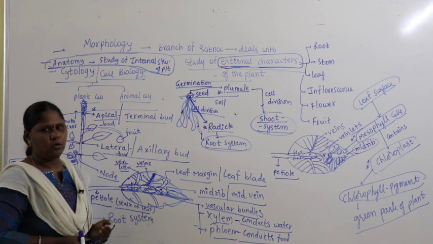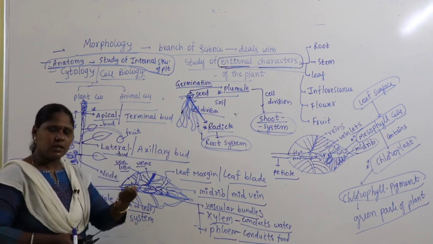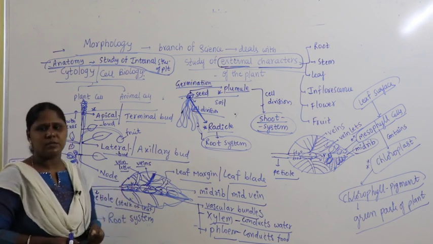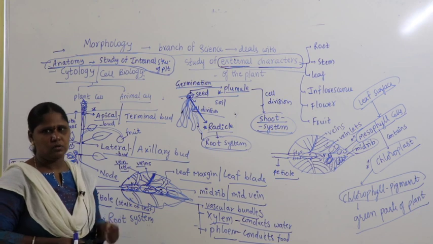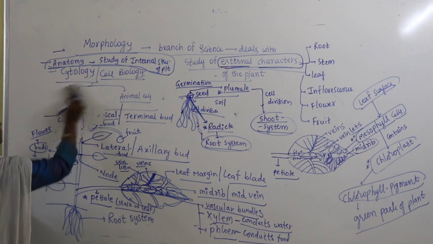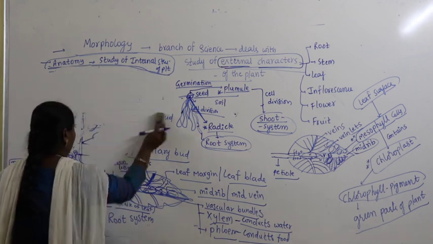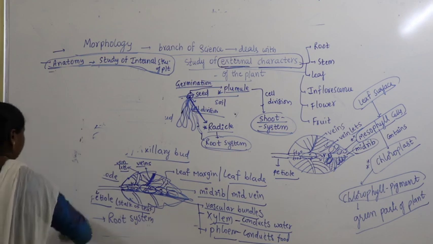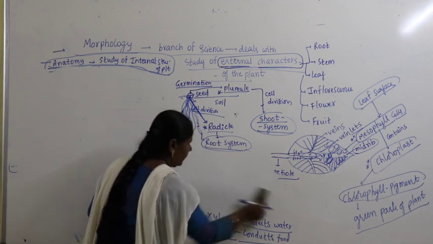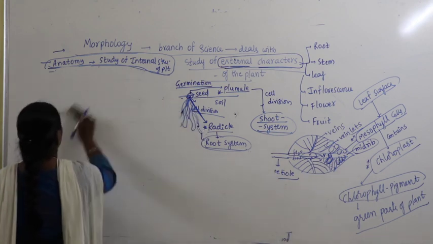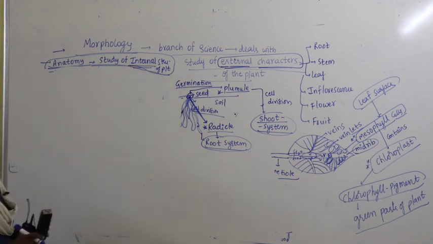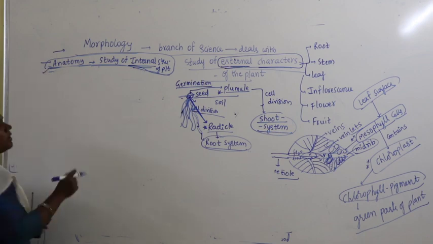Internally, what is a plant made up of? Inside the stem, if you take a cutting of the stem or of the root, you know that generally a living organism is made up of cells and tissues, right? We are discussing what is called the internal structure of the plant. The study of internal structure is a branch called anatomy.